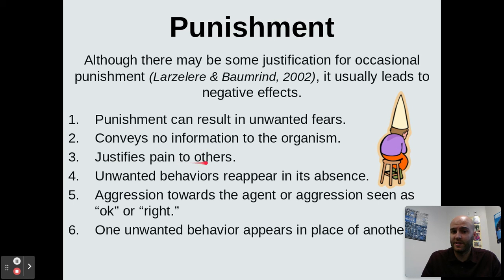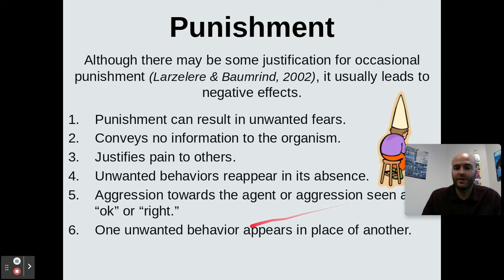It justifies pain to others when they see you punishing someone or something. They think it's okay. Unwanted behaviors reappear in the absence of punishment. So even though it can change behavior quickly, it doesn't last, right? Like the way that the schedules of reinforcement last, right? The unwanted behaviors will come back very quickly. Aggression towards the agent, or aggression, is seen as okay or right. If you're doing aggressive punishments like spanking, right? People think violence is okay. And one unwanted behavior can often appear in the place of another.